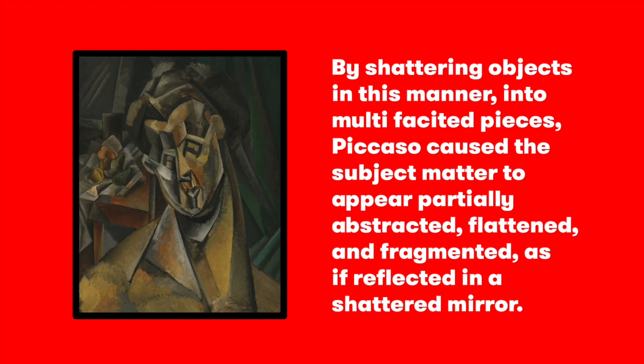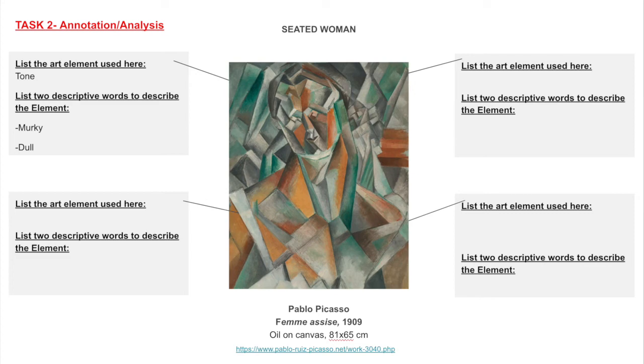So now, moving on to task 2. So for task 2, you'll just scroll down to slide 6 on your online workbook. So for this task, we're going to look at Picasso's Seated Woman, which utilises the shattering process. This is a simple task that you would just list the art element that the box is pointing to. Like so, here we can see in the example, I've noticed Picasso using tone.